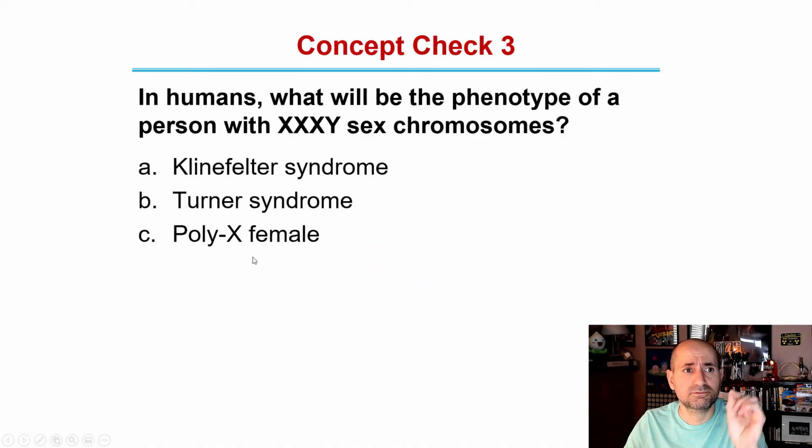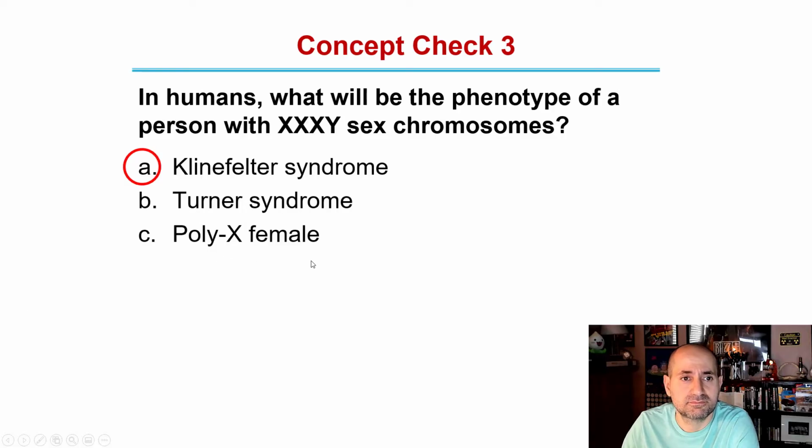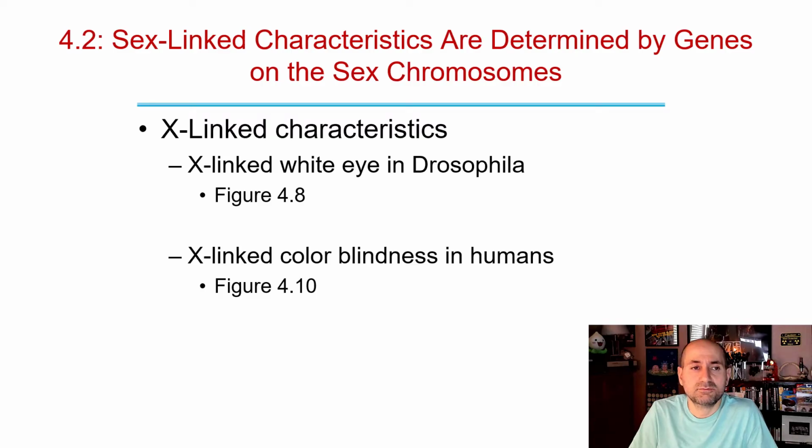Concept check number 3. In humans, what will be the phenotype of a person with XXXY sex chromosomes? What would be the phenotype? That's Klinefelter. Klinefelter, we touched on that. So these would demonstrate Y characteristics, maleness, due to the presence of that Y chromosome and the presence of that SRY gene. So now let's talk a little bit about these X-linked characteristics.